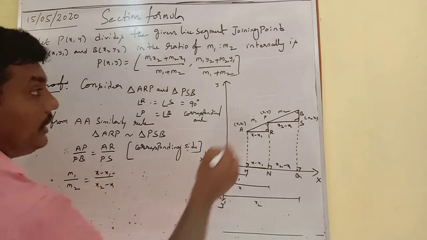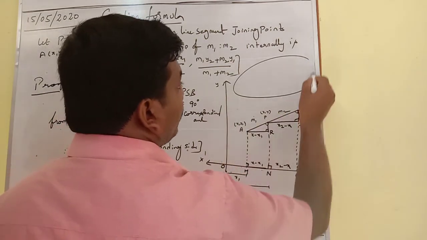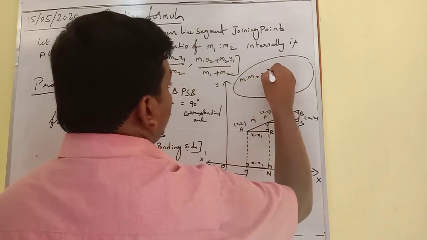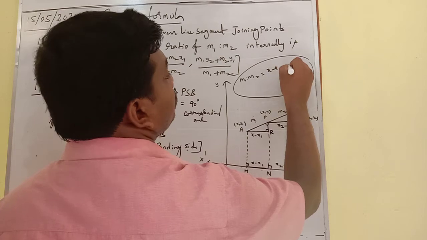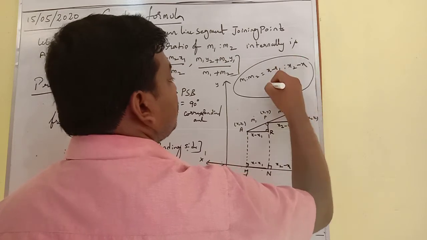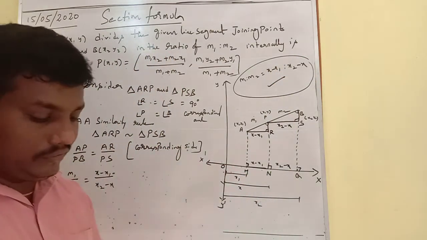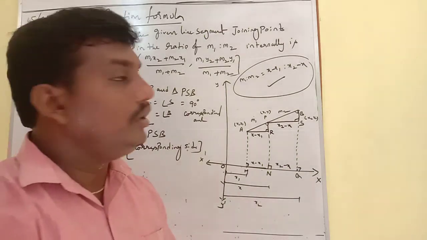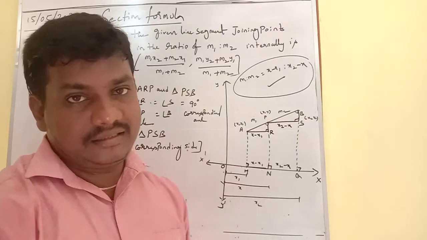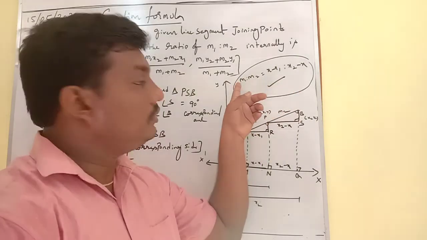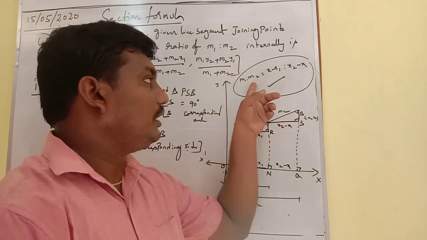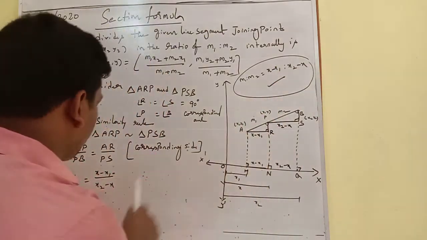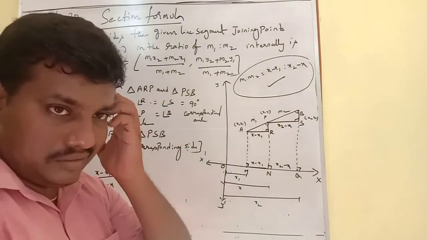So one of the important formulas we got here is M1 is to M2 is equal to x minus x1 is to x2 minus x. Very, very important formula. Whenever we have to find the ratio and we know only the x coordinates, we use this formula. The internal ratio M1 is to M2 is equal to x minus x1 is to x2 minus x.